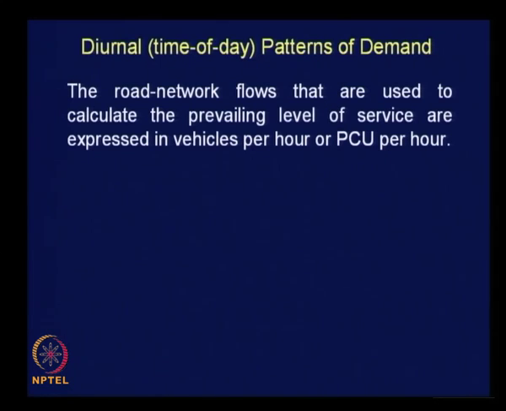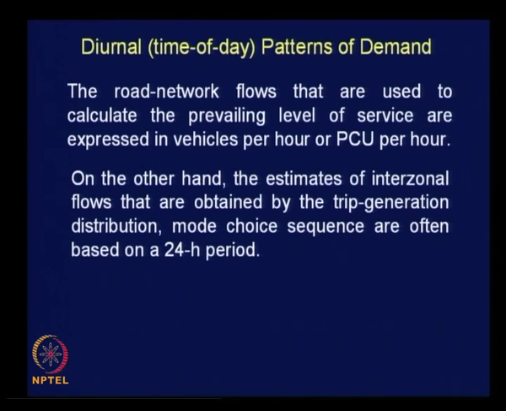The road network flows that are used to calculate the prevailing level of service are expressed in vehicles per hour or PCU per hour, all of you know about it. The traffic flow in a road network is expressed normally in number of vehicles per hour or PCU, passenger car units per hour. I think all of you are clear about PCU, passenger car unit. Any question about PCU? All of you are familiar with the term, okay.